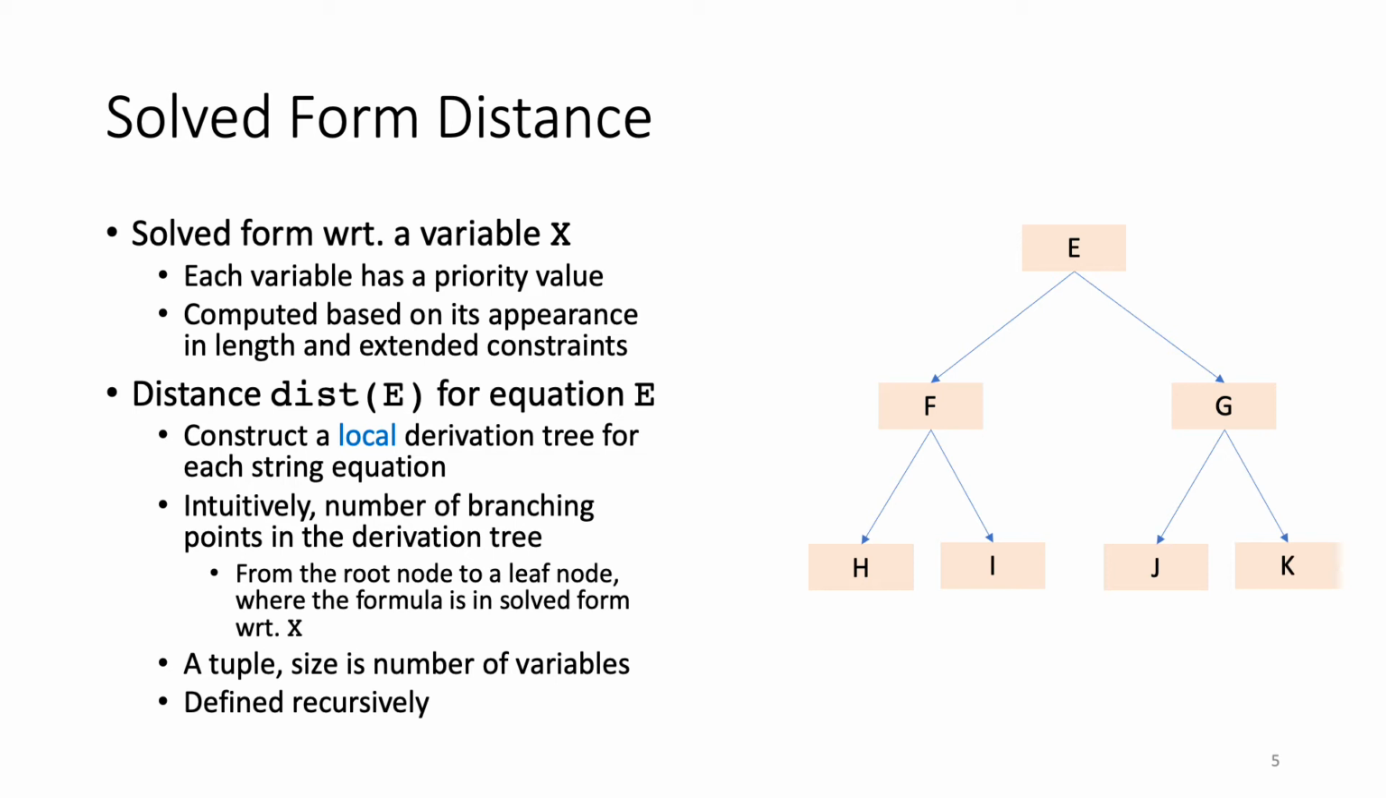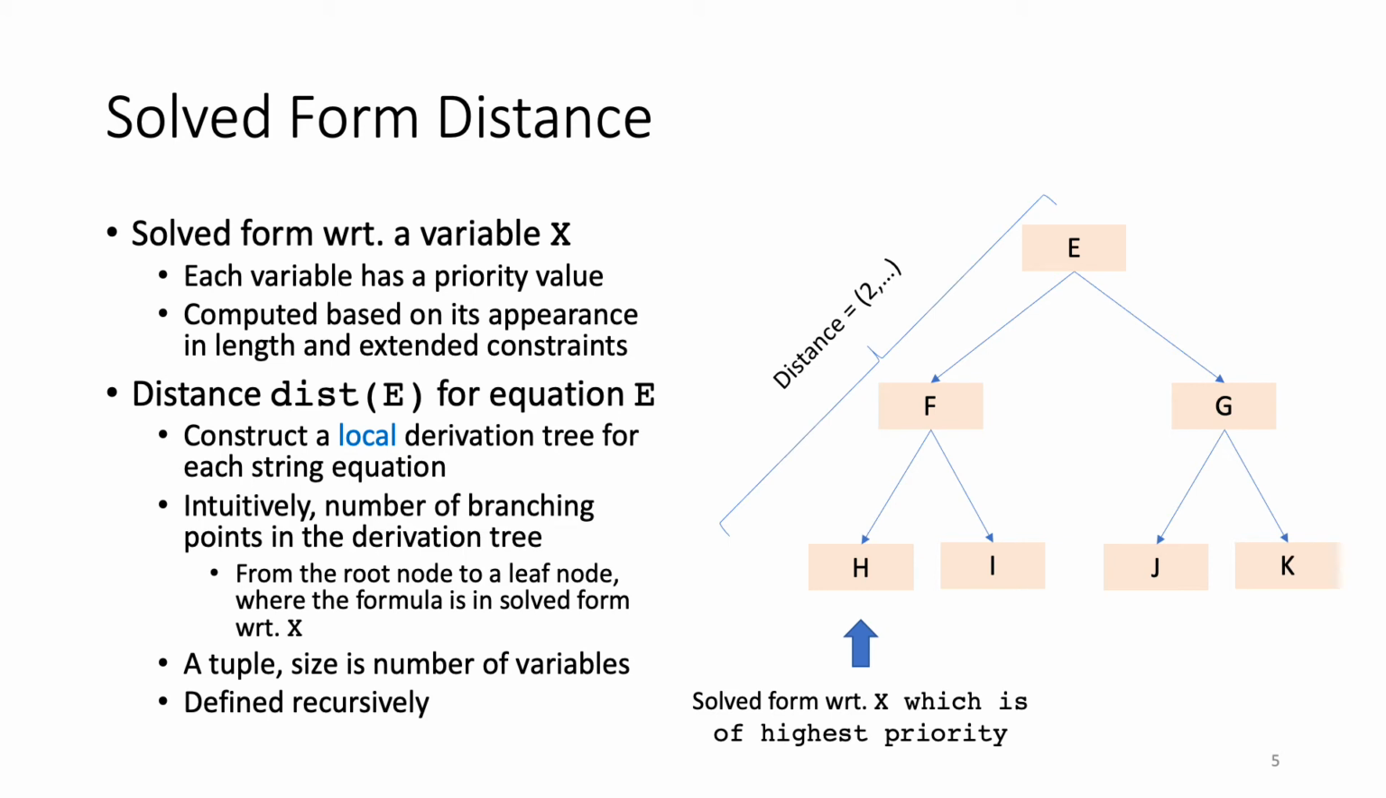We define the solved form distance for a string equation E by locally constructing a derivation tree for it. Later it will be clearer why we only need to focus on string equations. In the figure, suppose after two applications of the splitting rule, we can obtain a formula h in solved form with respect to x, which is the variable of highest priority. Then the solved form distance is 2. So intuitively, we just count the number of branching points in a derivation tree.